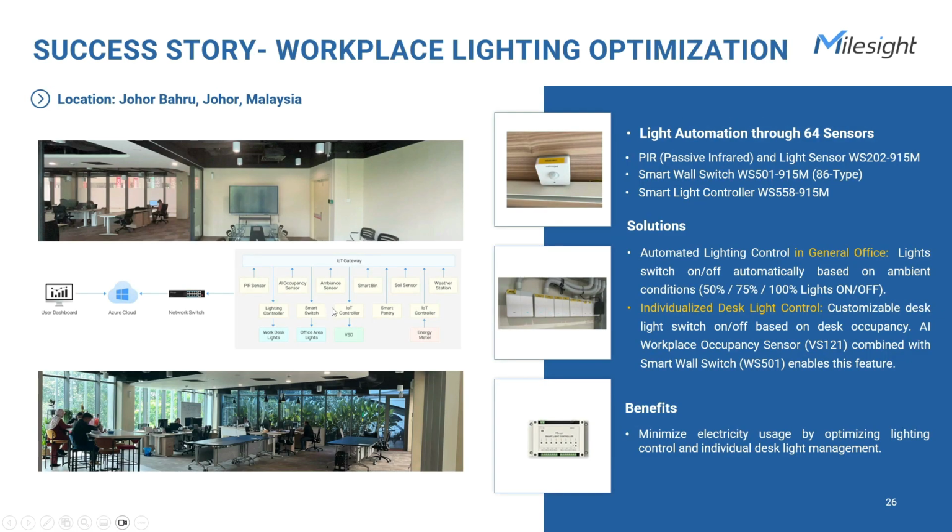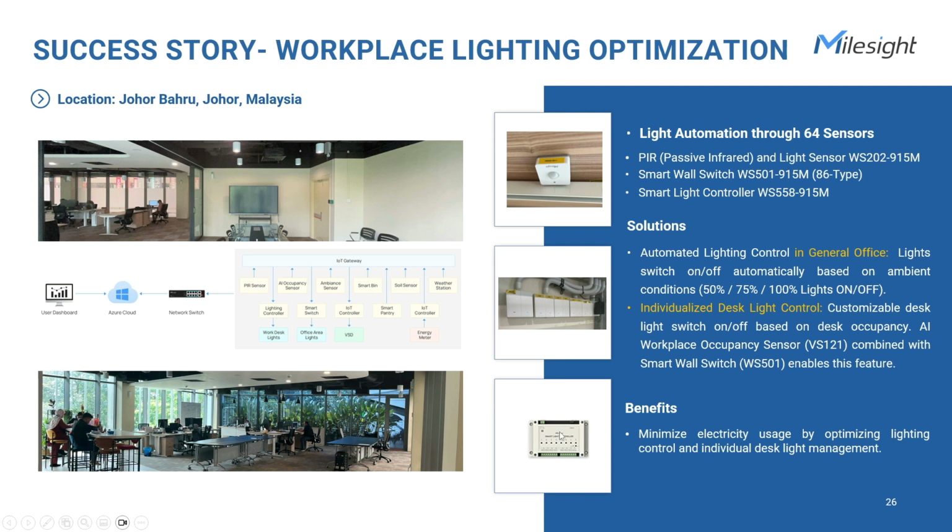Here's a similar success case in Johor, Malaysia. To realize the energy saving and cost efficiency objectives, 64 units of IoT sensors are deployed in their workplace. Besides monitoring indoor air quality and detecting trash bin levels, one of the key priorities is upgrading the lighting automation. This involves utilizing Milesight products like motion and light sensor WS202, along with smart wall switch and smart light controller.